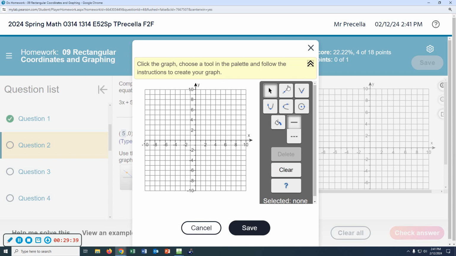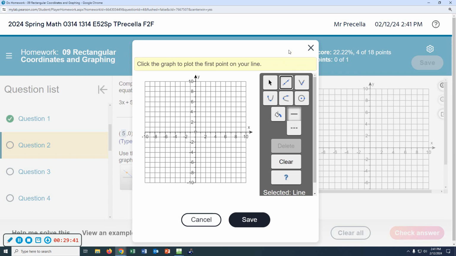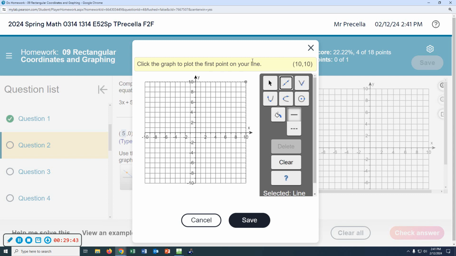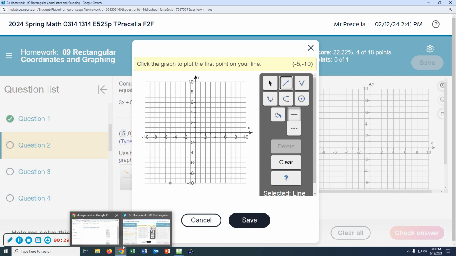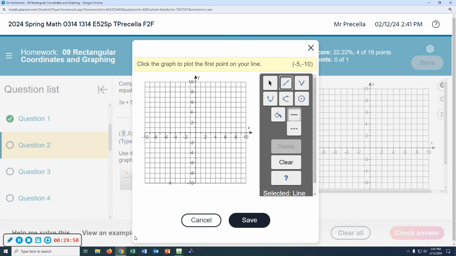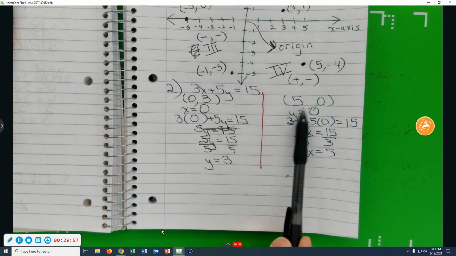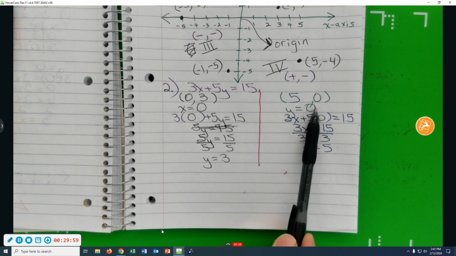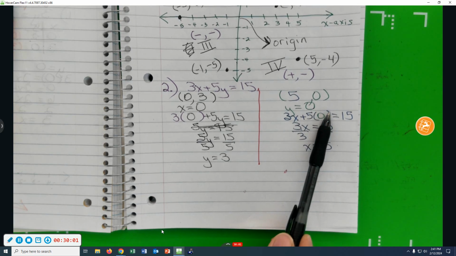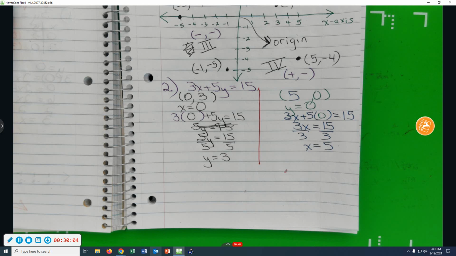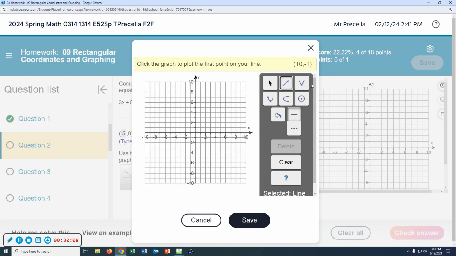And once again, it's a line, so we click the line tool. Now we have to click the first point. Realize it doesn't matter which ordered pair you plot first. What did we have as our ordered pairs? We had (0, 3) and (5, 0). You could start with (5, 0); you'll still get the same graph. With the line tool, it doesn't matter which ordered pair you start with. I think I'll do (5, 0) first.